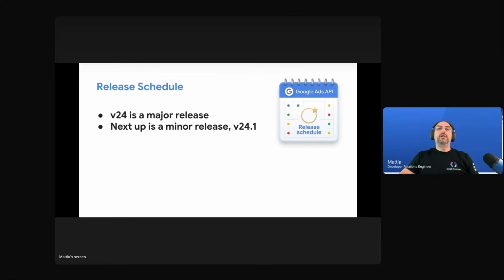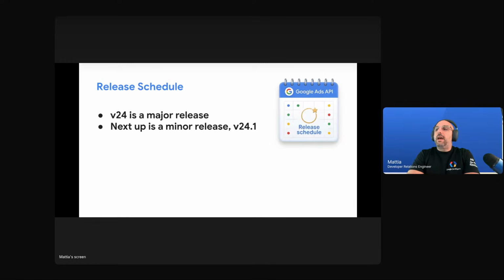It's not necessarily about the number of features that are in there, but there are two main differences between major and minor releases. One is that a major release may contain what we refer to as breaking changes, so changes that require you to update your code before being able to use the new version. And we'll get to it soon, but there are a few in this release.